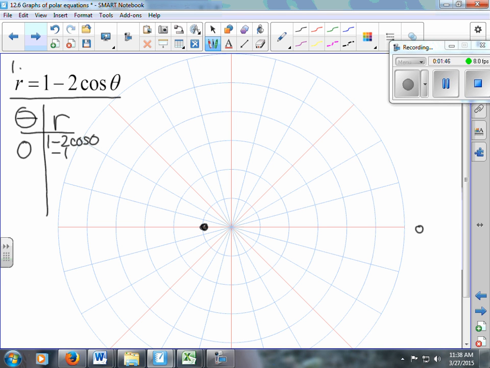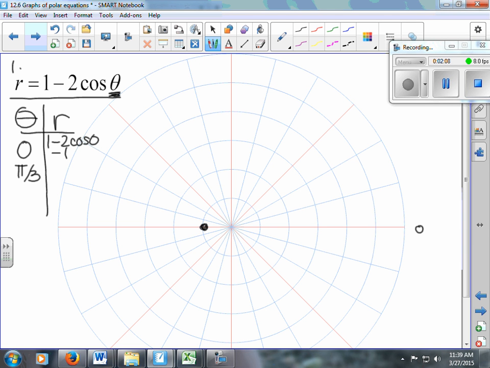Now I'm going to choose my next theta. I'm going to choose pi thirds, because I know I'm going to plug pi thirds into cosine, and the cosine of pi thirds is a half. And so I'm going to get a nice pretty answer. I'm not going to try to plot any points with radicals in them, like radical 3 over 2.